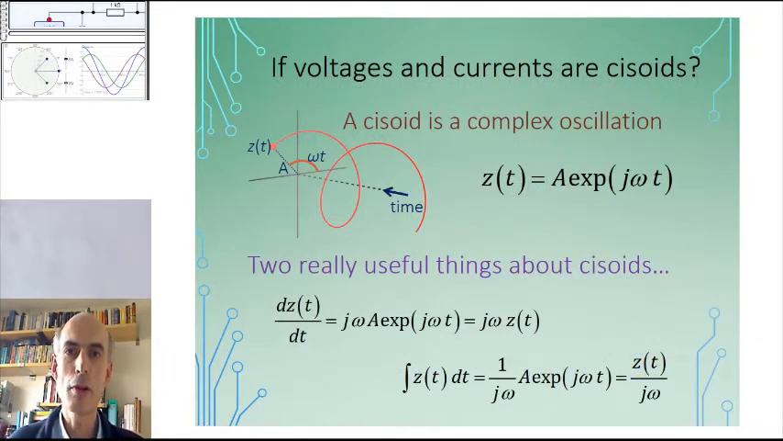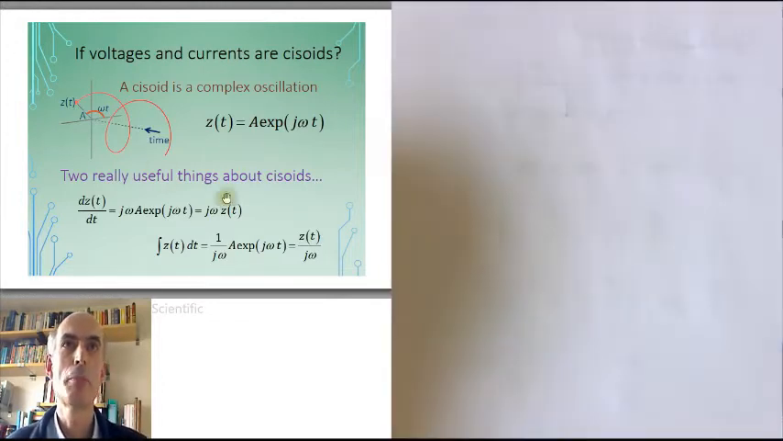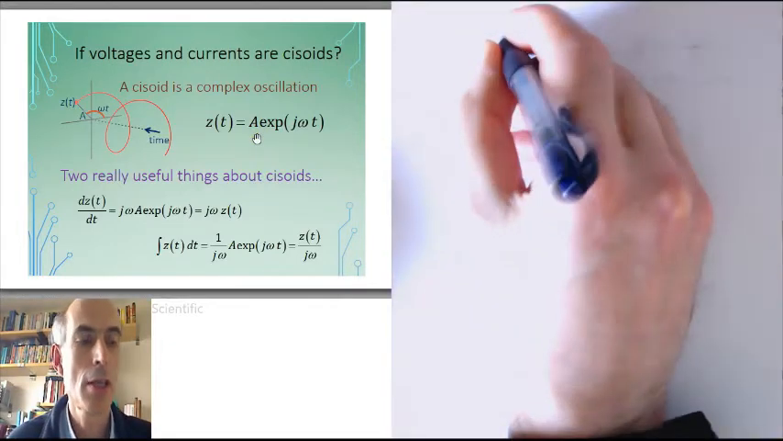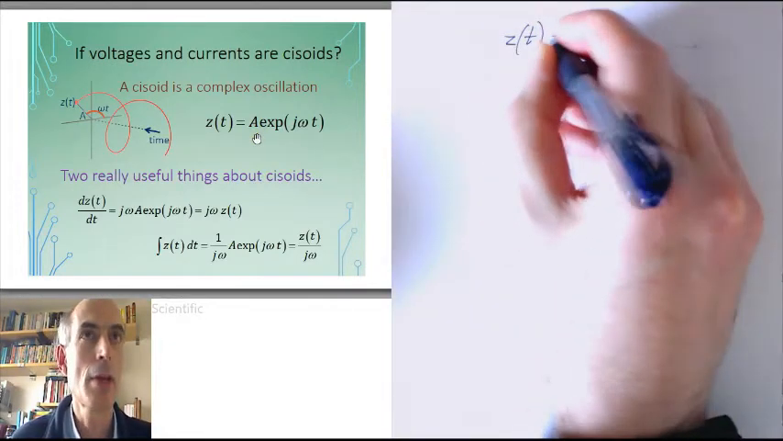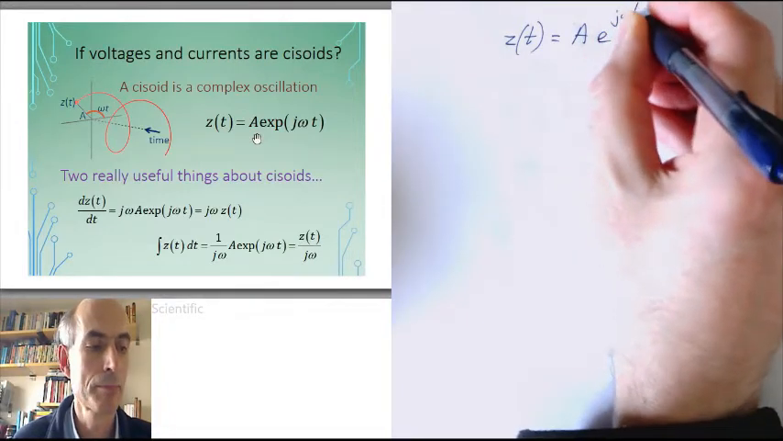What if all of the voltage and current sources in the circuit were sinusoids rather than cosine waves? I should first define what a sinusoid is. A sinusoid is a complex oscillation. It obeys this formula here: z(t) is A times e to the power of j omega t.